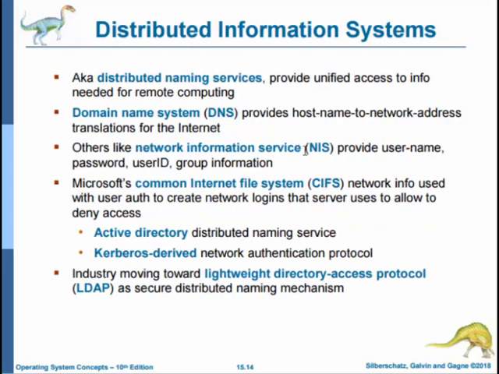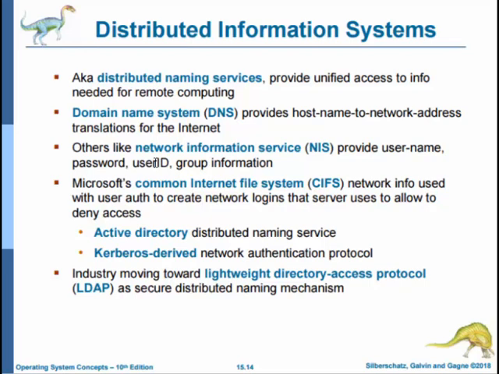Now, to make client-server systems easier to manage, distributed information systems, also known as distributed naming services, provide unified access to the information needed for remote computing. So the domain name system, or the DNS, provides host name to network address translations for the entire internet. Before DNS became widespread, files containing the same information were sent via email or FTP between all network hosts. So basically, that's not scalable.